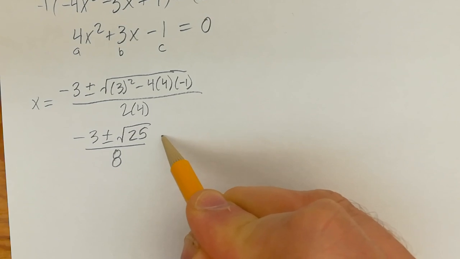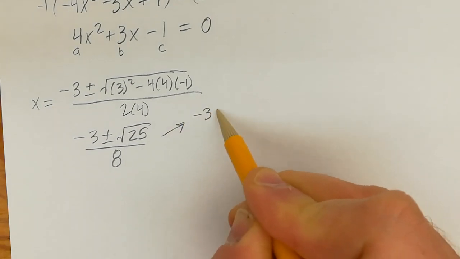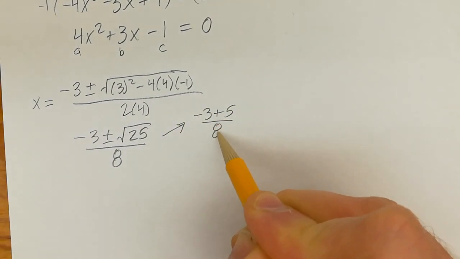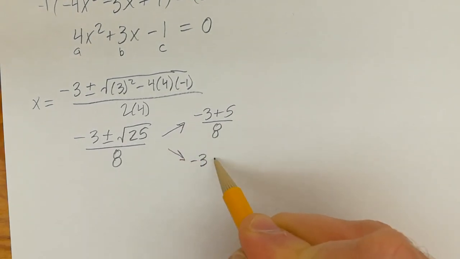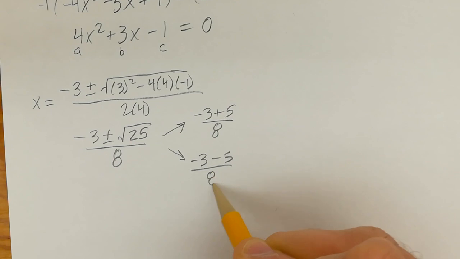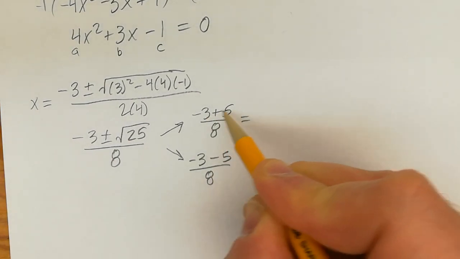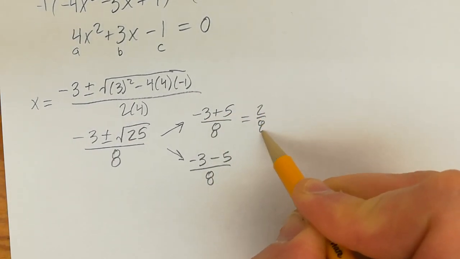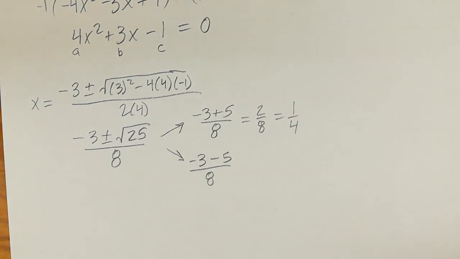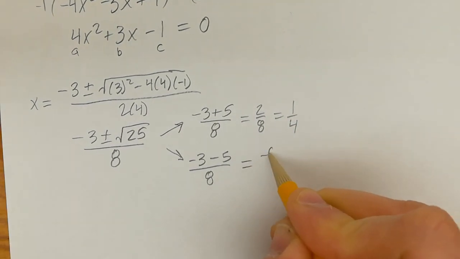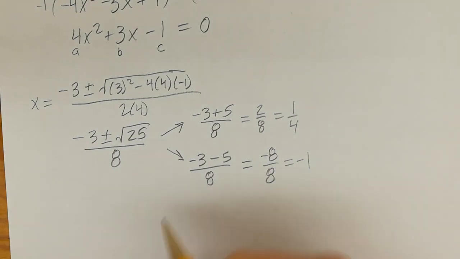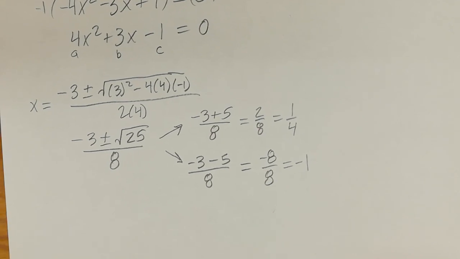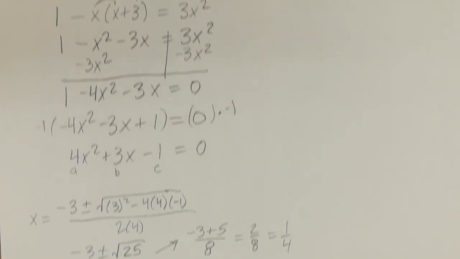So basically what I'll end up with here is negative 3 plus 5 over 8, right? Because square root of 25 is 5. Or negative 3 minus 5 over 8. This comes out to 2 over 8, which is 1/4. This will come out to negative 8 over 8, which is negative 1. So let me check, though, before I write my final answer, if either of these are extraneous solutions.